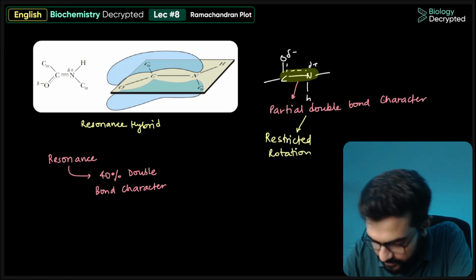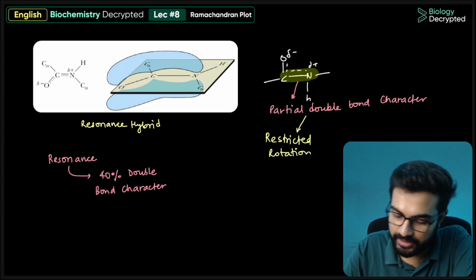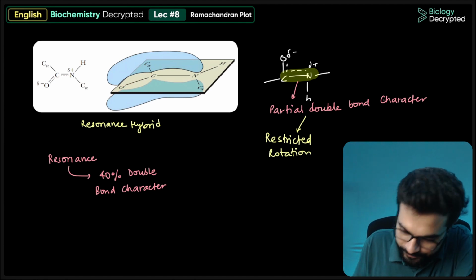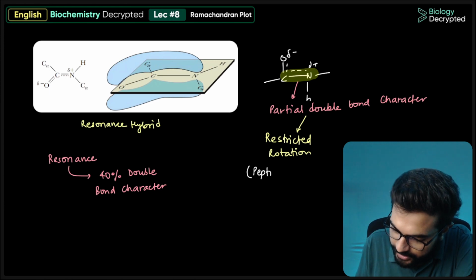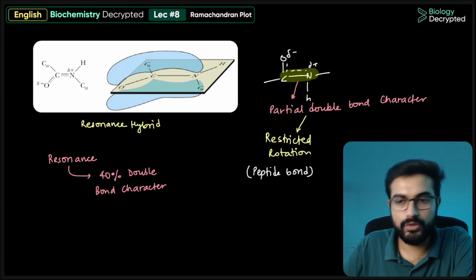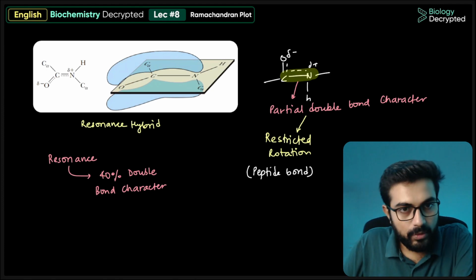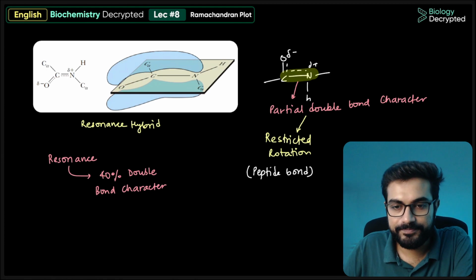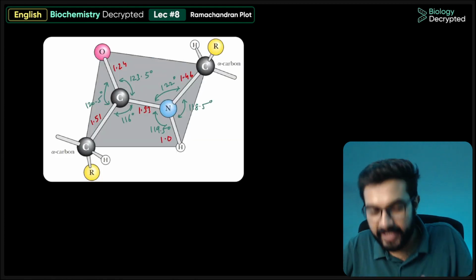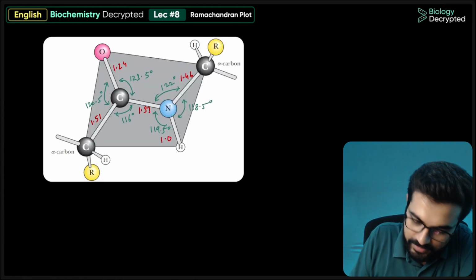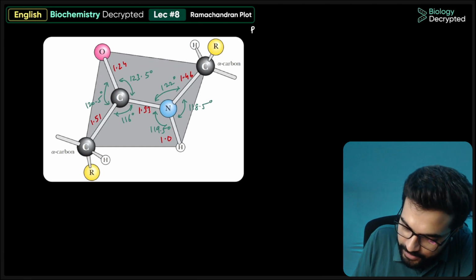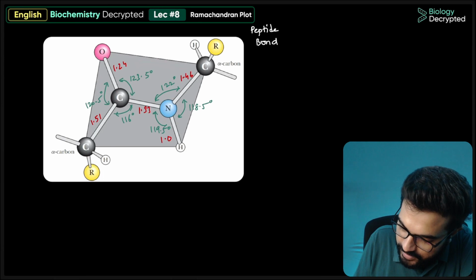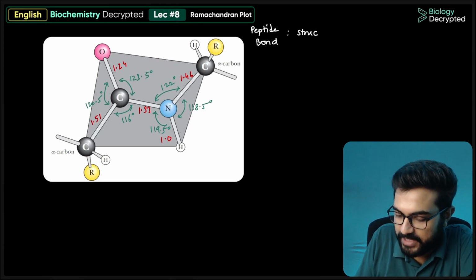So because of partial double bond character, your peptide bond shows restricted rotation. Now, let's look at the structural parameters of the peptide bond. Well, here we have the peptide bond. This is your peptide bond. And here we have the structural parameters.